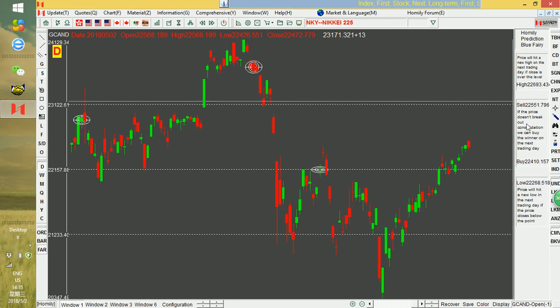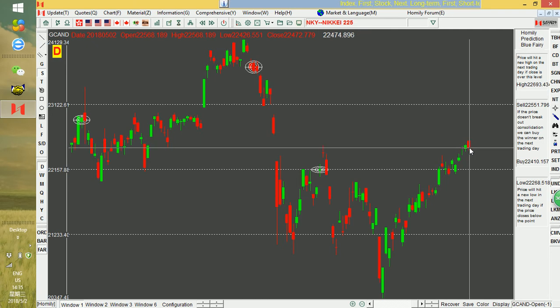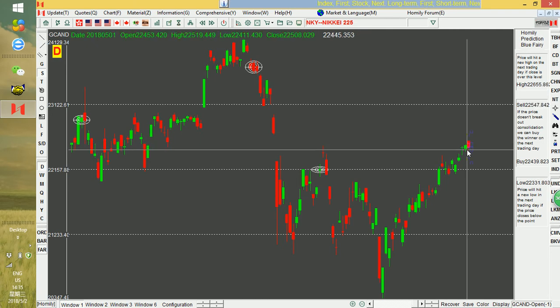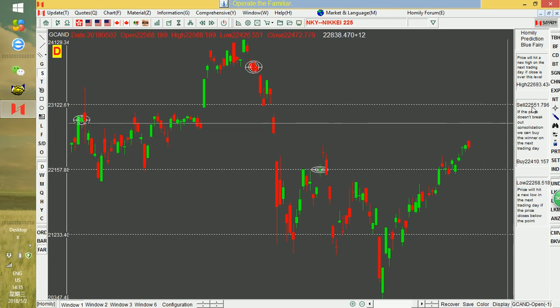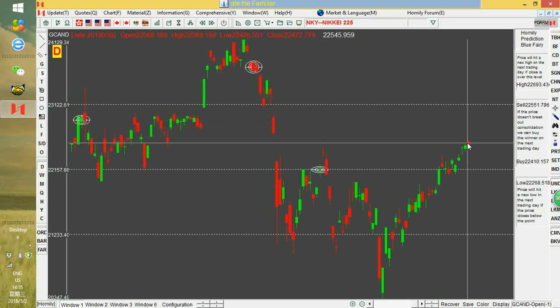But if you are going to sell this stock, then it's better for you to use this 22,551.796. You should sell this stock at this price. It should be a high price tomorrow.